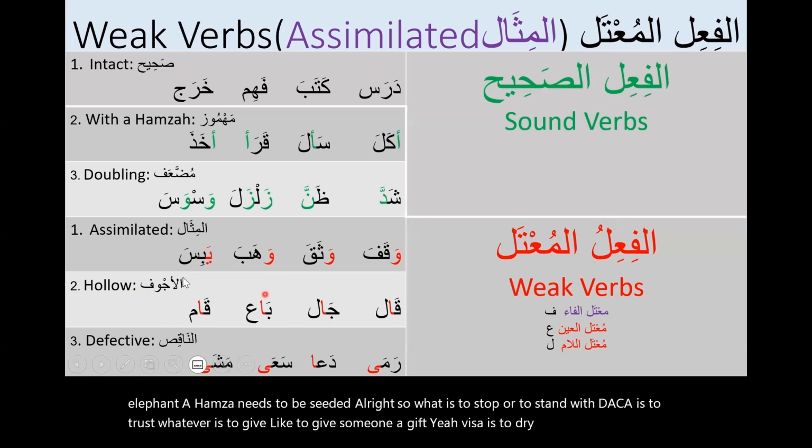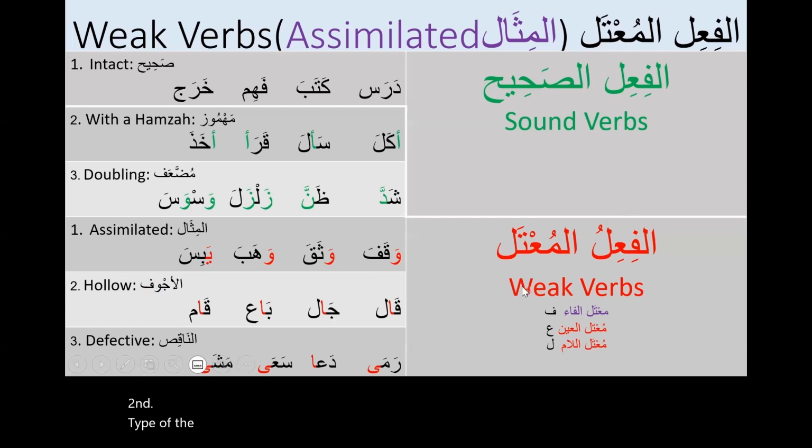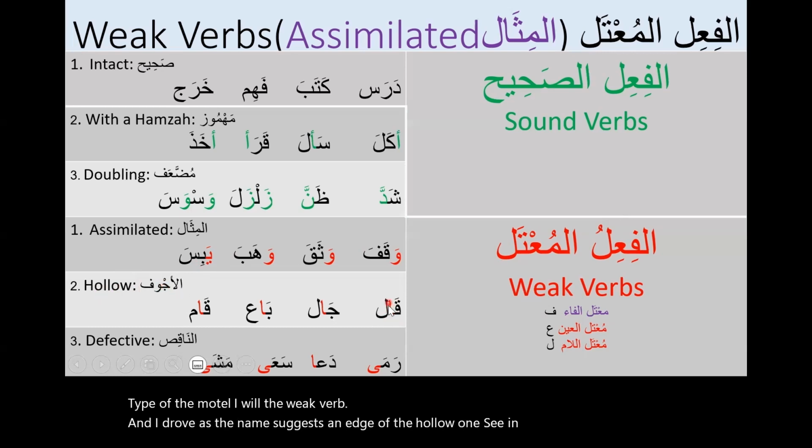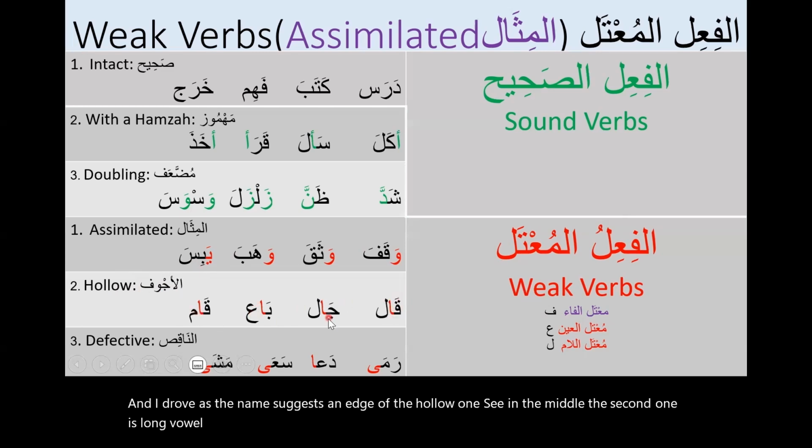So al-ajwaf, the second type of the al-fi'l al-mu'tal, or the weak verb. Al-ajwaf, as the name suggests, the hollow one, see in the middle. The second one is the long vowel alif. Qala is to say. Jala is to wander around or just to take a tour. Ba'a is to sell. Qama is to stand up.